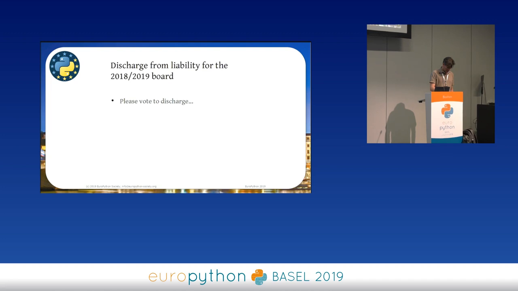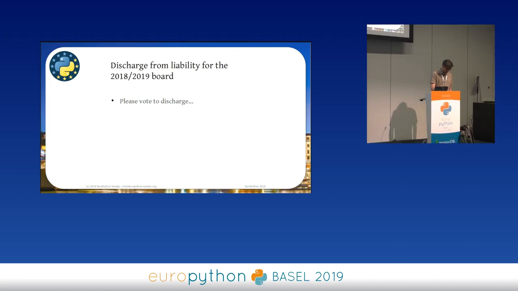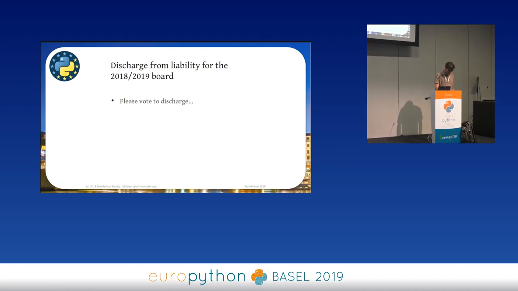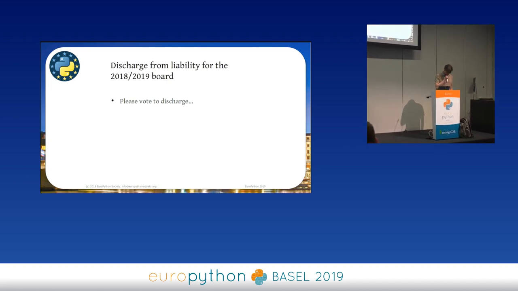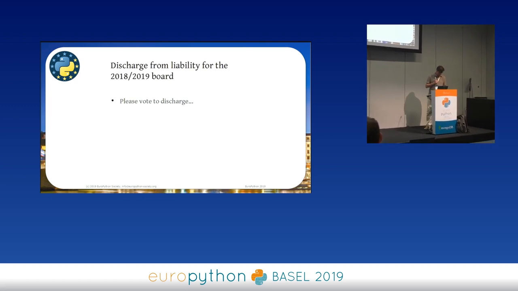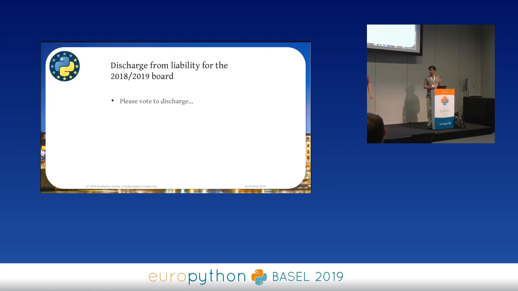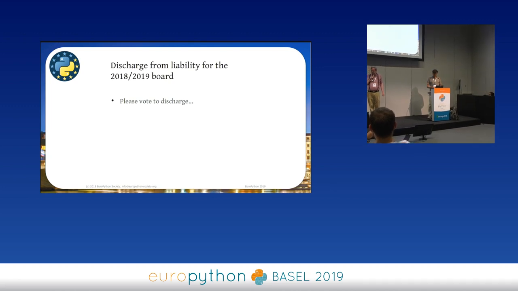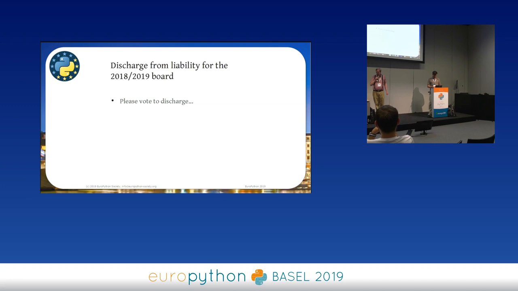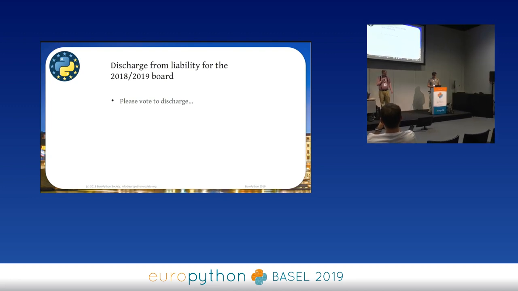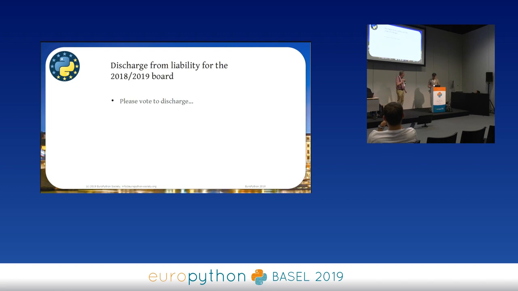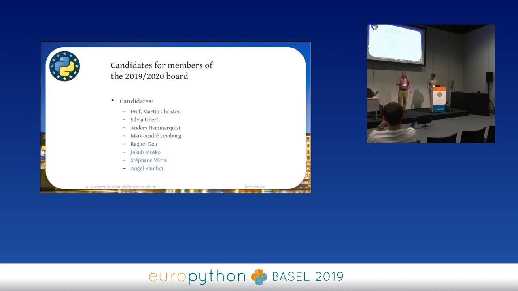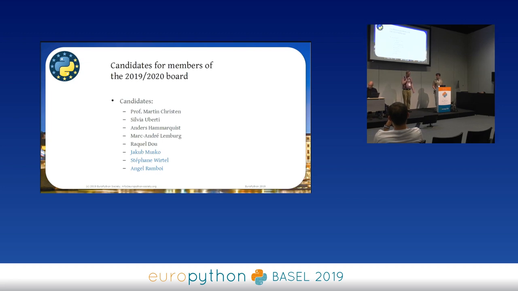I have to write the question in the comments. So the question is whether he recommends that the society exonerates the board. Maybe we can do it this way: we move on to the next vote, and then we do this afterwards, because we are running out of time. Okay, so we will move on and return to this item later.